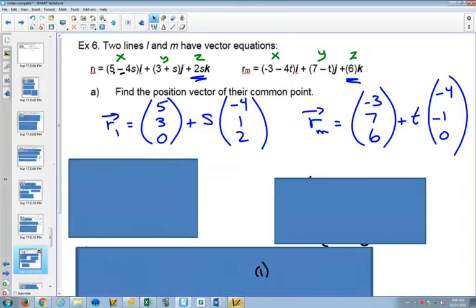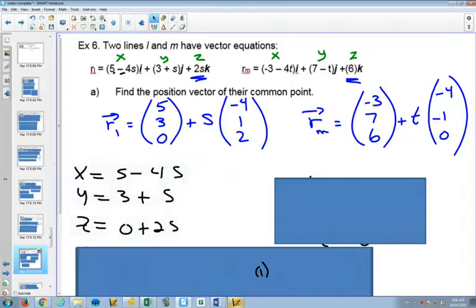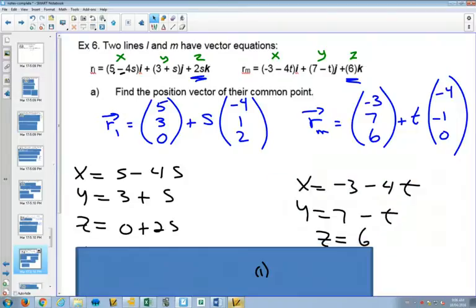So here we have our vector equations, and from our vector equations, we can get two sets of parametric equations. You have your parametric equations from your first line and your parametric equations from your second line.